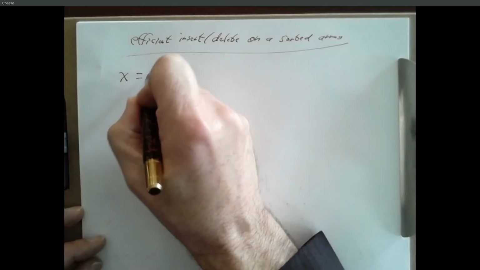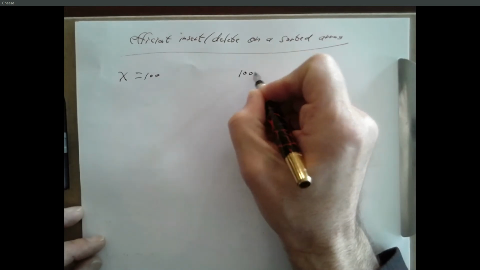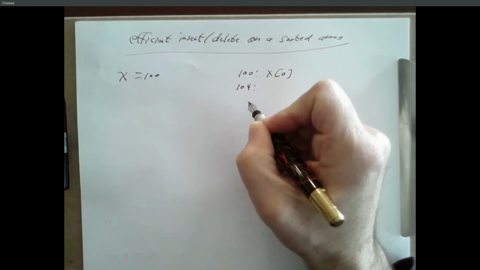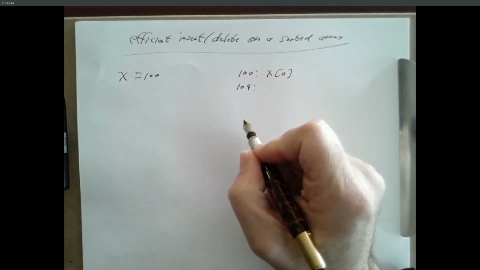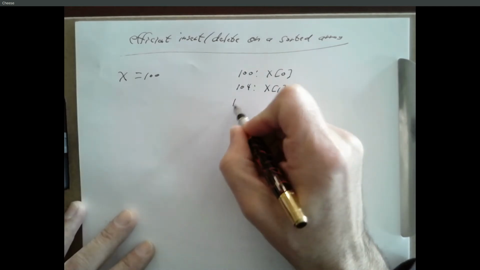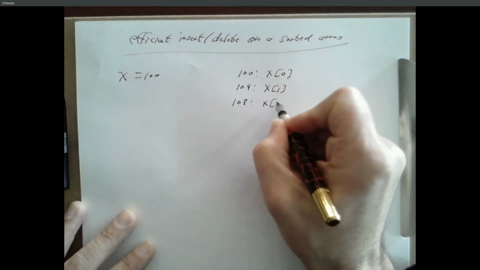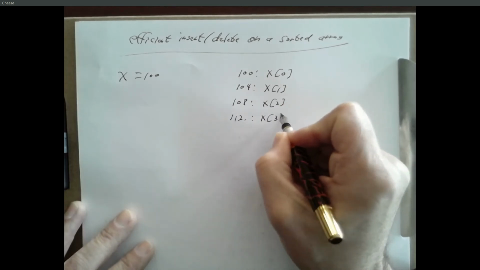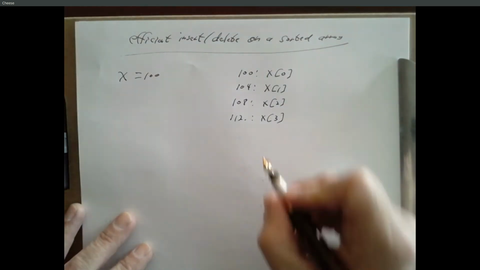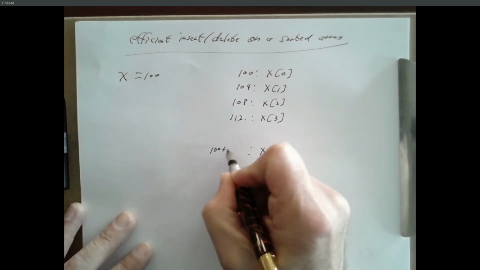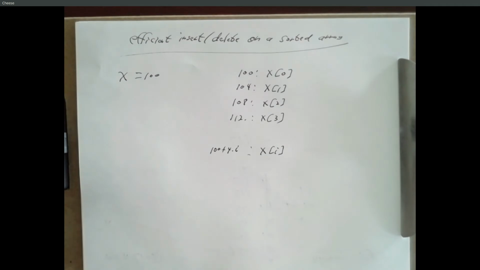So suppose x is equal to 100. So memory location 100 contains x0. If this is an array of integers, integers take 4 bytes. So element 1 of the array is at location 104. Element 2 of the array is at location 108. Element 3 is at location 112, and so on. And in general, element I is at location 100 plus 4 times I.